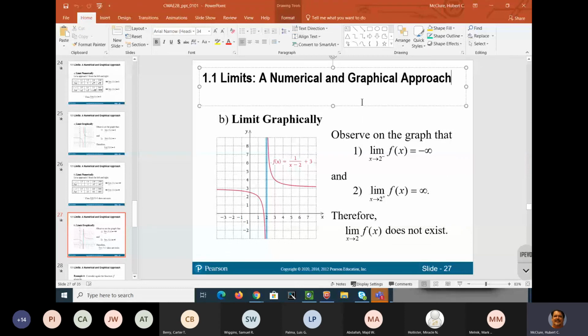Now write this one down, because this is one they love to put on a standardized test. As you approach 2 from the left, you're approaching negative infinity because it's pointing down, see? The y is approaching negative infinity. If you approach 2 from the right, you're approaching positive infinity. So negative infinity and positive infinity.